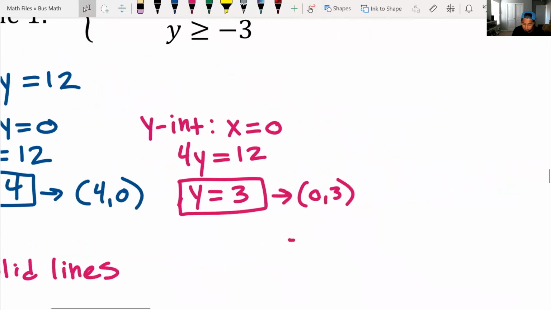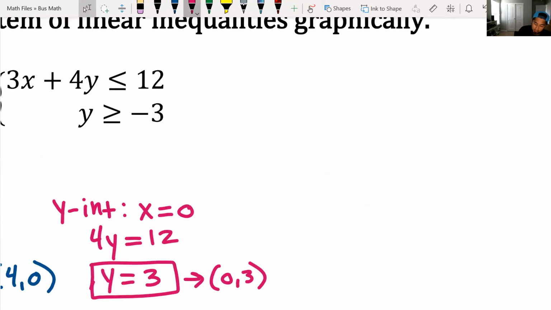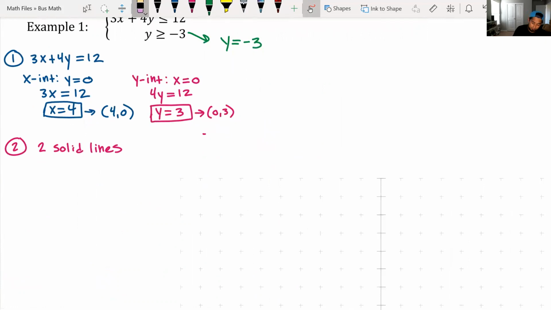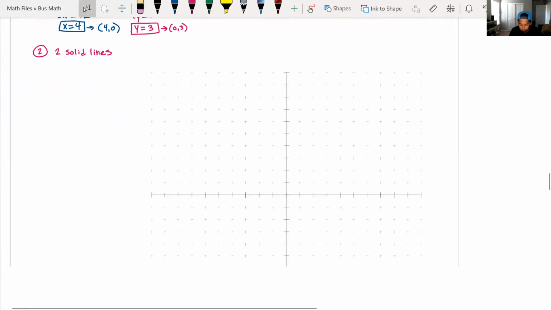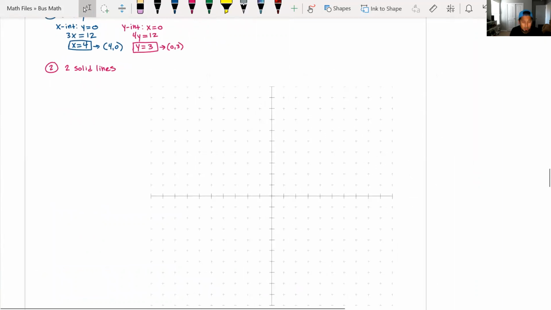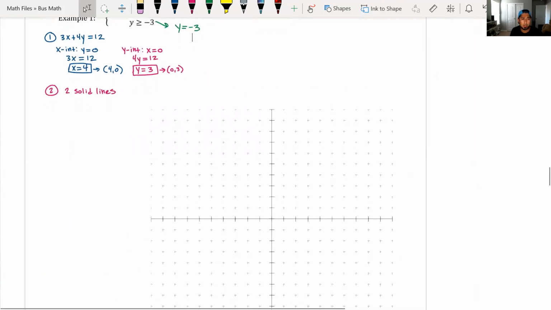And then over here, before we start graphing, let's look at the second inequality. And that is just going to be y greater than or equal to -3, so the equation is y equals -3, which is another horizontal line. Let's go ahead and graph. My x value is 4, my y value is 3, my other line is y equals -3. We can leave the intervals alone. They're going to be just fine.